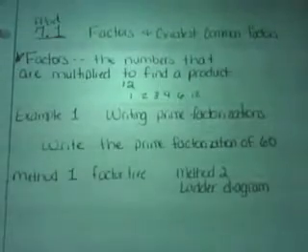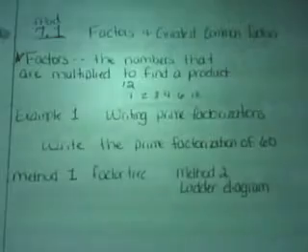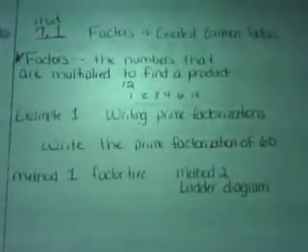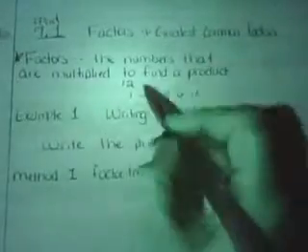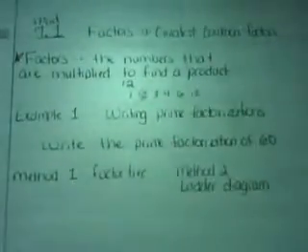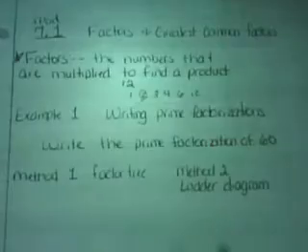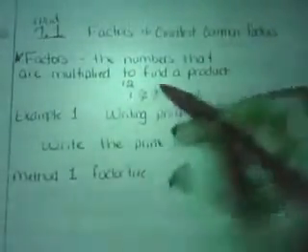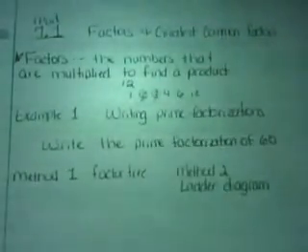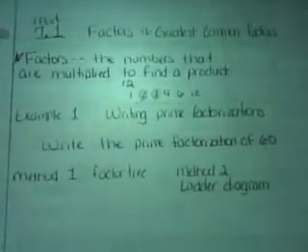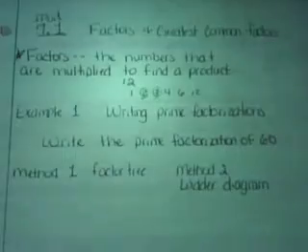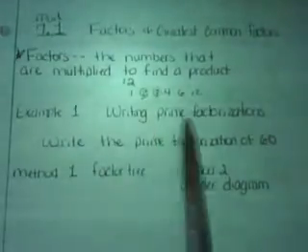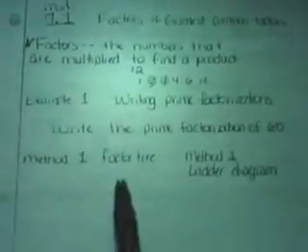If I ask you for prime numbers, those are the numbers where it and 1 are the only factors of that number. So 2 would be prime because 2 times 1 is 2. 3 would be prime because 3 times 1 is 3. Those are the only factors that make up 3. So let's practice writing prime factorizations.